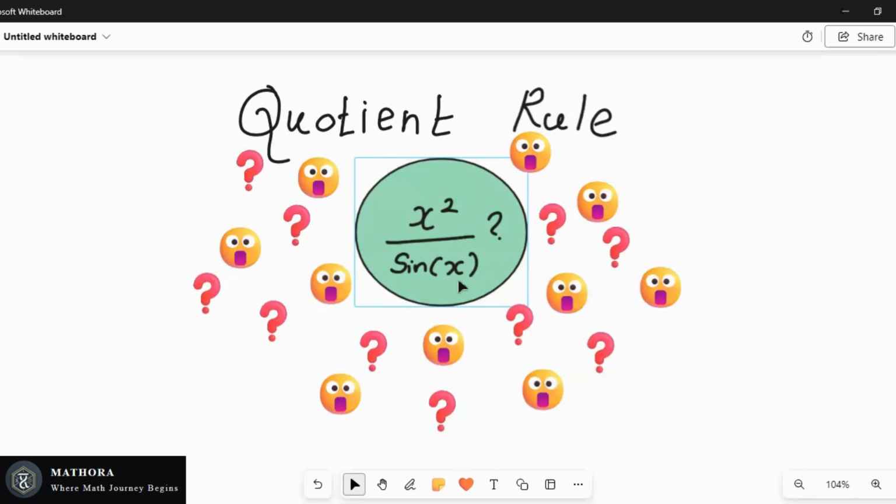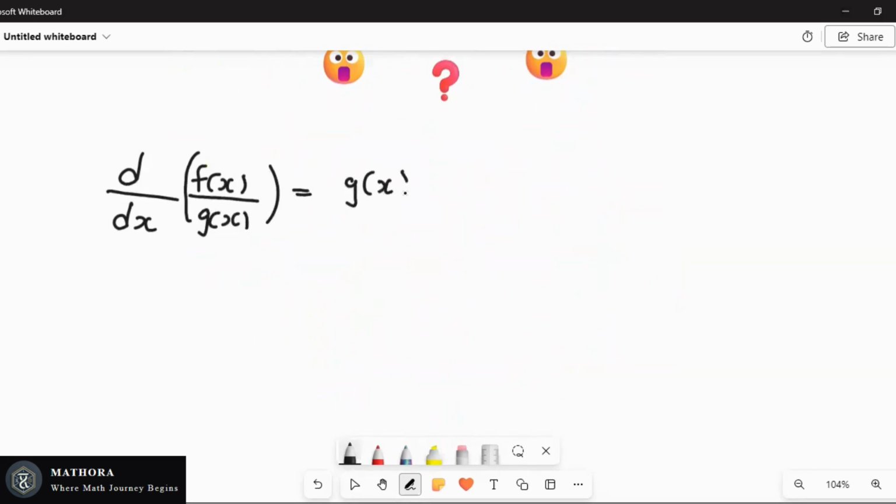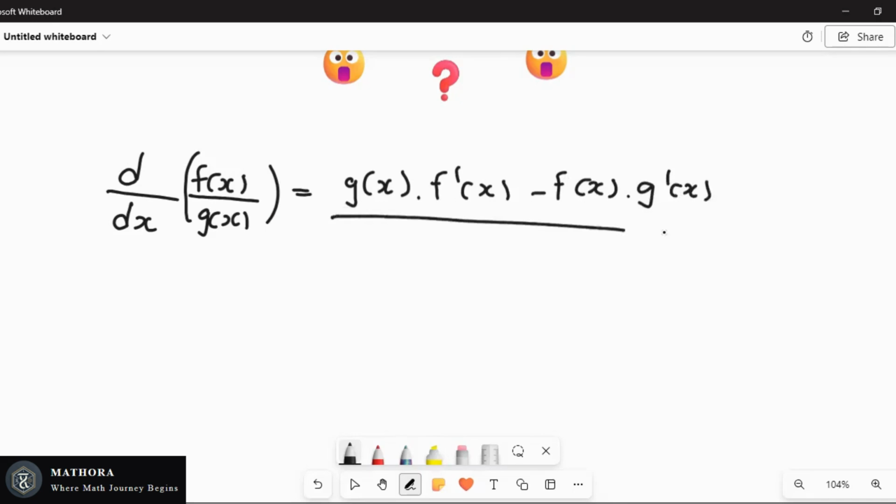All right, let's break it down. The quotient rule looks like this. d over dx of f(x) divided by g(x) equals g(x) times f dash x minus f(x) times g dash x, divided by g(x) squared. What does all that mean?